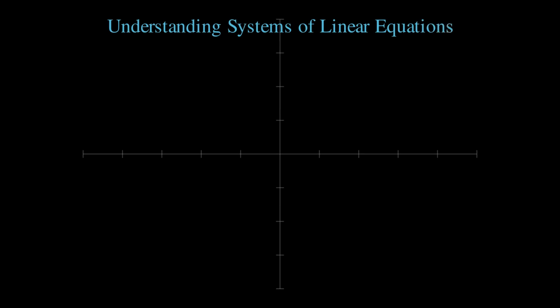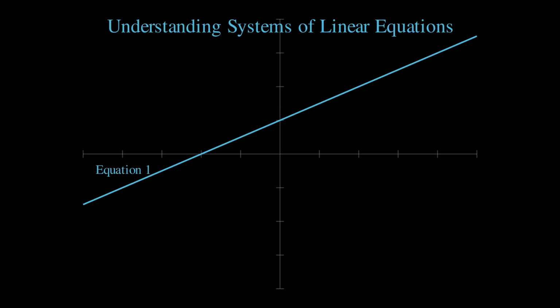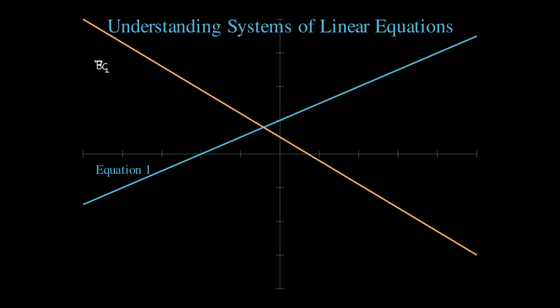Imagine two lines drawn on a plane. These lines represent equations, and together, they form what's known as a system of linear equations. But what exactly is that? Well, it's when two or more equations come together to share a single goal, finding that special point where they intersect. This is where both equations are simultaneously satisfied.